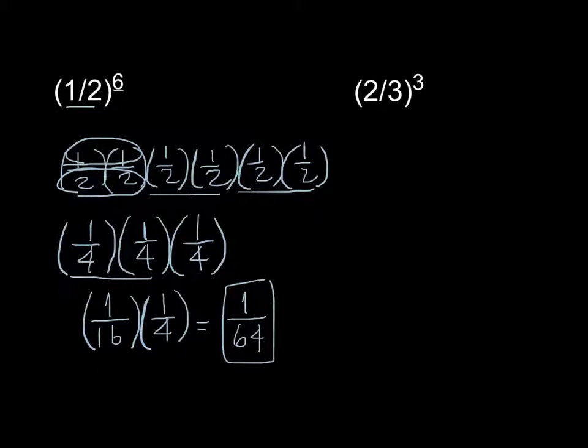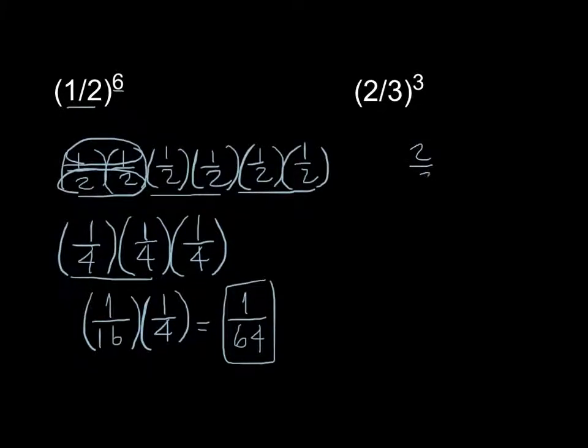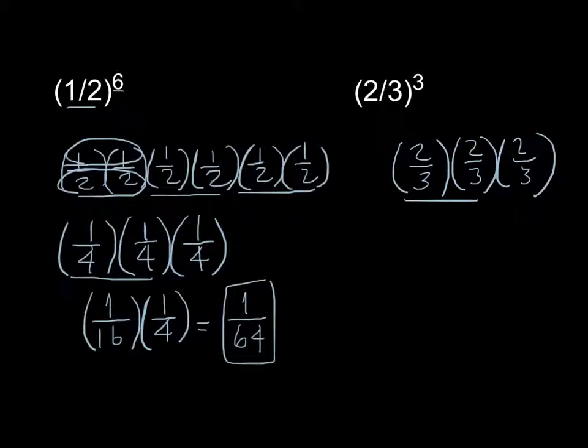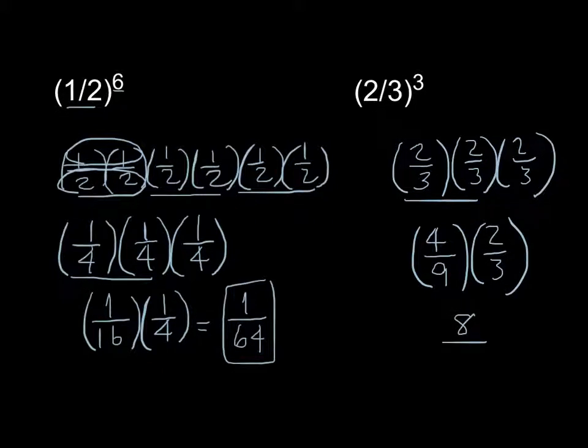Now pause the video and try 2/3 raised to the power of 3, or 2/3 cubed, and restart the video when you have your solution. Okay, so let's look. 2/3 raised to the power of 3 means 2/3 repeated 3 times, and you're going to multiply all 3 terms. We start with 2 times 2 is 4, 3 times 3 is 9, and multiplied by 2/3. Numerator times numerator, 4 times 2 is 8, and 9 times 3 is 27. So 2/3 raised to the power of 3, or 2/3 cubed, is 8/27.